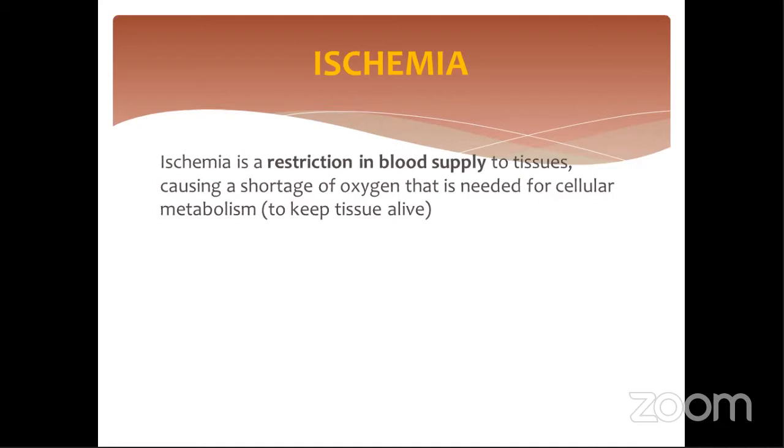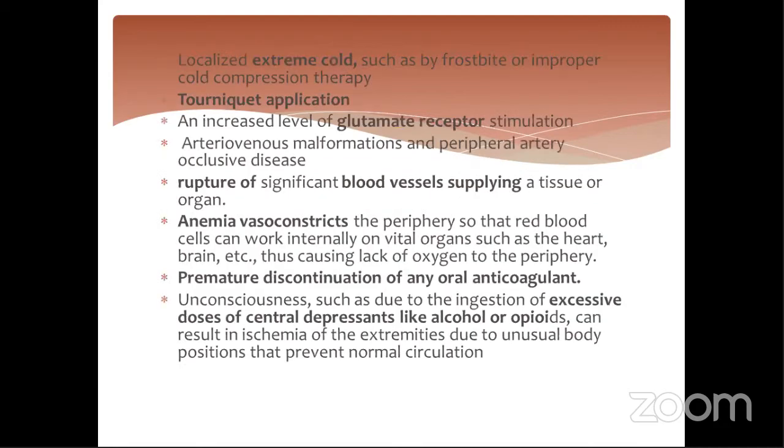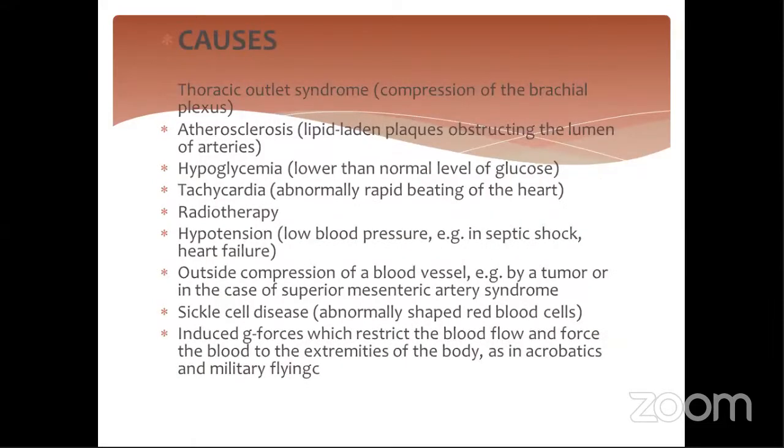So next topic is ischemia. What is ischemia? But I think I have to mention one more point, that is examples of thrombosis: renal vein thrombosis, portal vein thrombosis, jugular vein thrombosis. These are the different pictures of thrombosis.